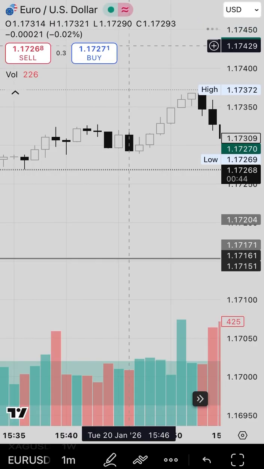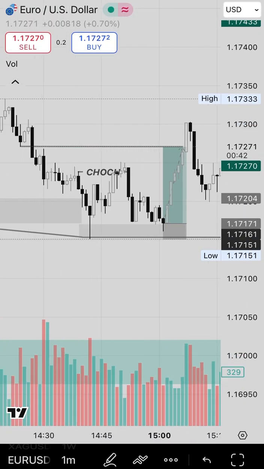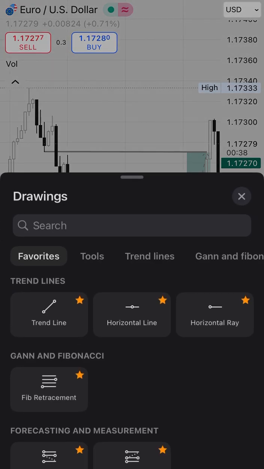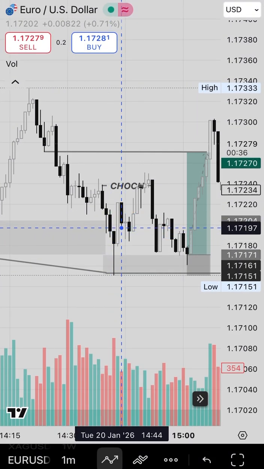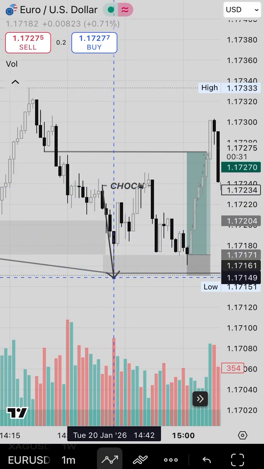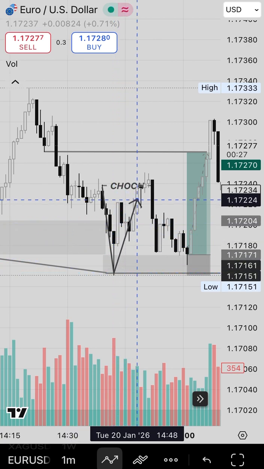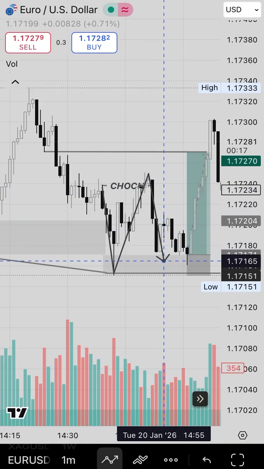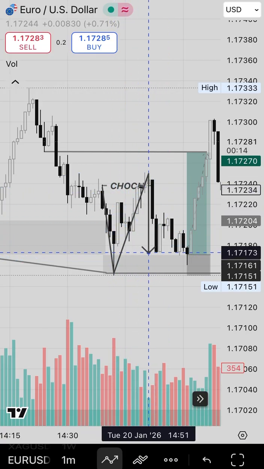On the 1 minute time frame, after coming down to clear it here, look at it. Market shifted to the upside and gave us a change of character to the upside. Now, what do we expect? After a change of character, you expect market to come into your point of interest, which is this guy here.